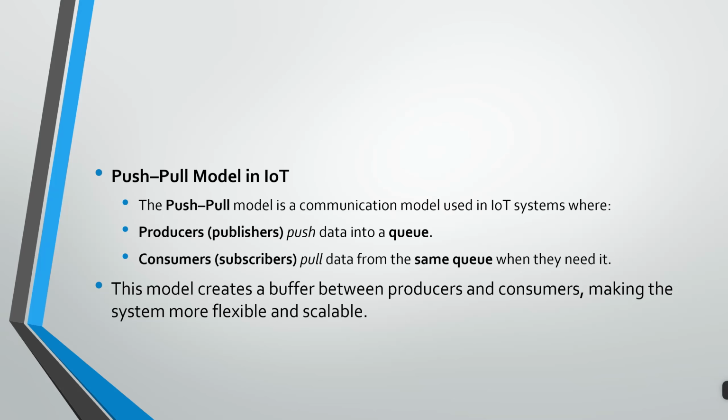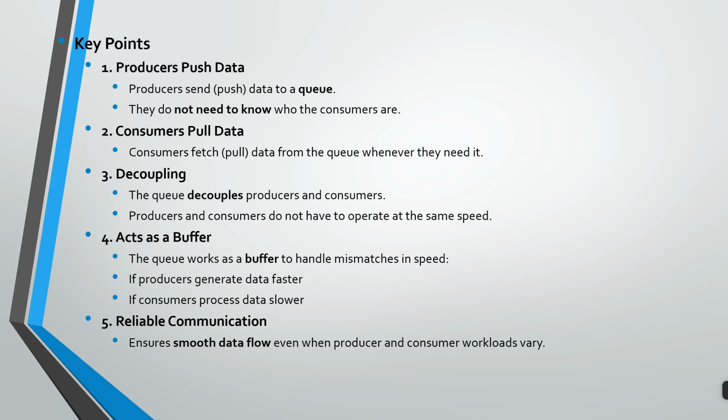Then the next one is what is called the push-pull model, where producers are considered to be publishers. They push the data into the queue. Consumers are considered to be subscribers. They get the data from the same queue whenever they are in need of it. So the push-pull model works exactly like the previous one. Here are the key points to be noted for the push-pull model: producers push the data to the data queue. They need not know who the consumers are.